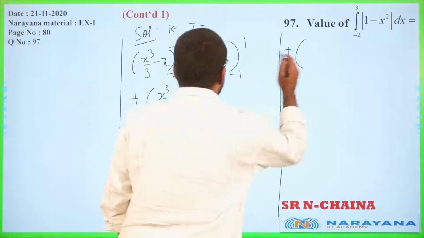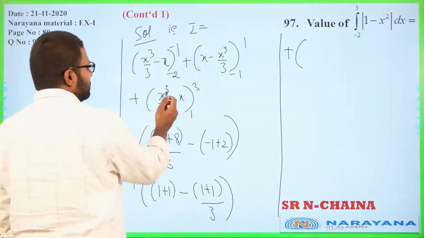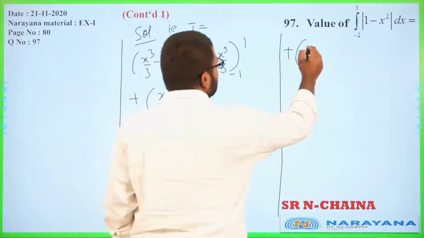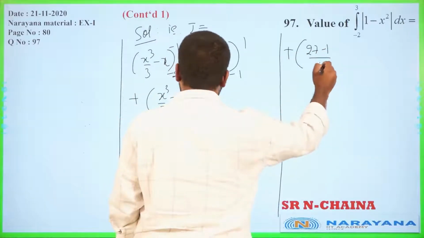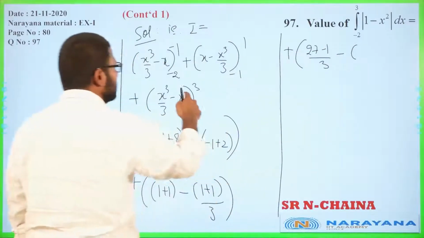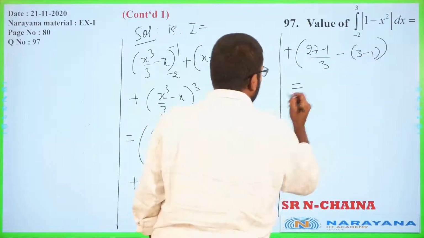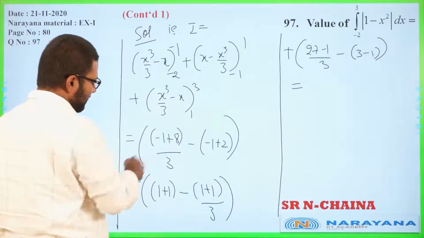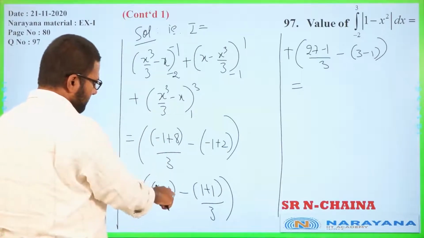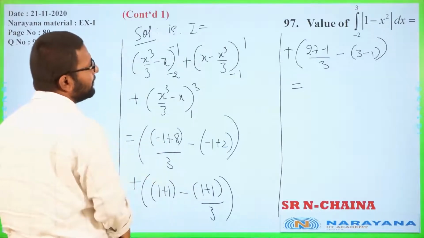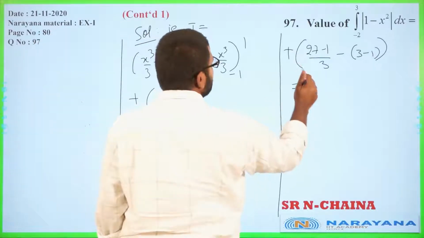And then plus 3 cube and minus 1 cube, right? So 27 minus 1 by 3 and minus 3 minus 1. How much will that come to? So this is 7 by 3 minus 2 by 3 and then plus 26 by 3.